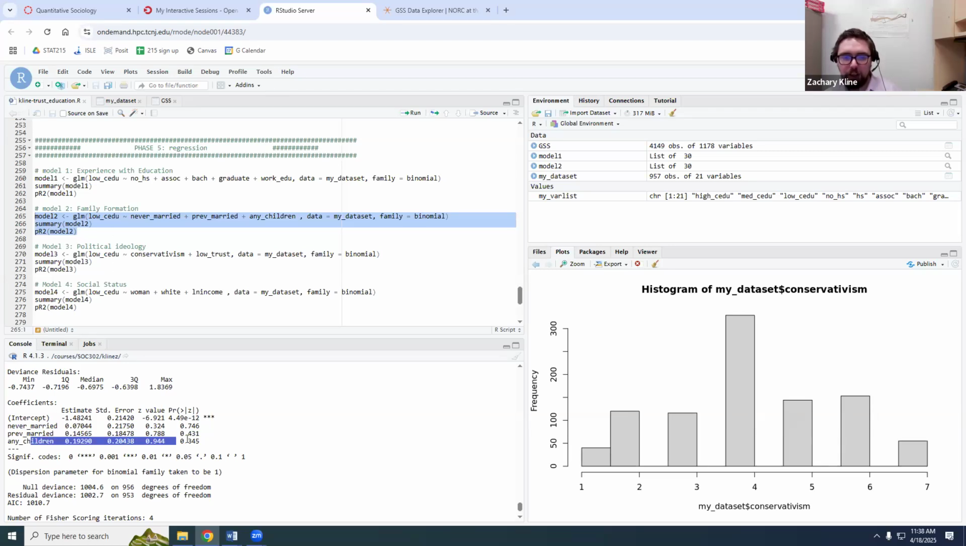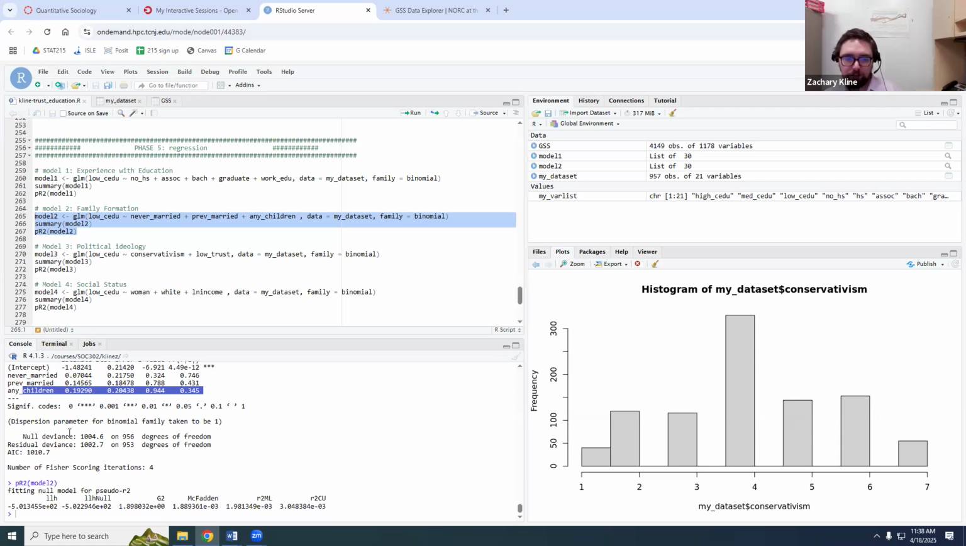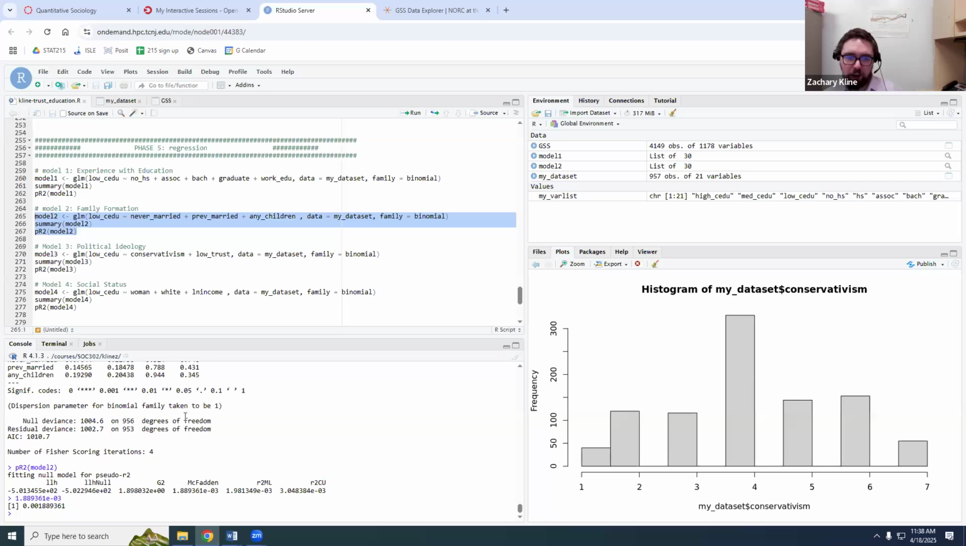Similarly, compared to those who do not have children, our reference category is no children, those who do have children are more likely to have low confidence in education. However, this effect is not statistically significant, so we can't be confident there's a difference in the probability of low confidence in education for those with and without children. Similarly, our R squared is around 2%. Around 2% of the variation in the probability of low confidence in education can be attributed to family formation.